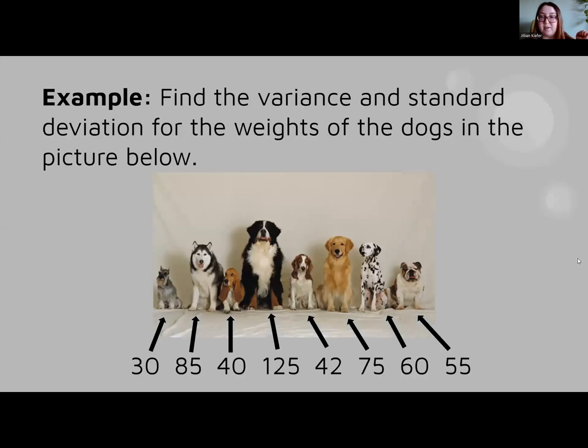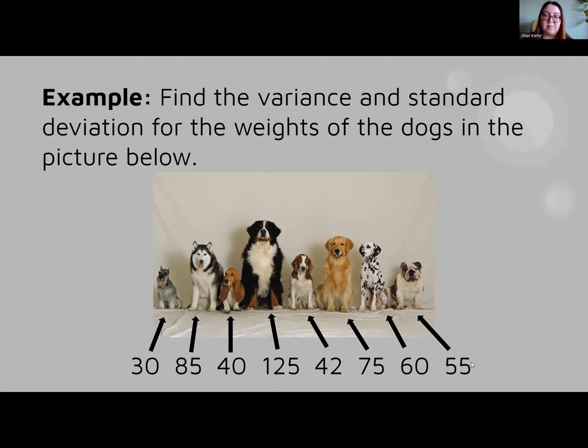So for example, we're going to find the variance and standard deviation for the weights of the dogs in the picture below. This was the picture that we had in the beginning. We have our pictures of our dogs. We have the little Schnauzer is 30 pounds, the Husky is 85 pounds, the Basset Hound is 40 pounds. We have our Bernese Mountain Dog is 125 pounds. This is probably some sort of pointer type of spaniel dog, is 42 pounds. Our Golden Retriever is 75 pounds. Our Dalmatian is 60 pounds. And our Bulldog is 55 pounds.